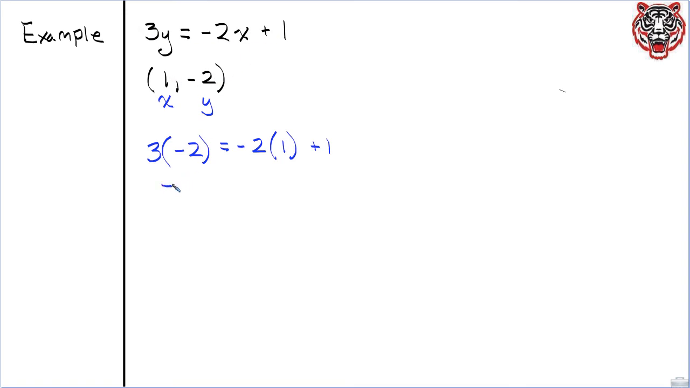So 3 times negative 2 is negative 6. Negative 2 times 1 is negative 2. Still have to have the plus 1. Negative 6 equals negative 2 plus 1, which is negative 1. Not right. I apologize.